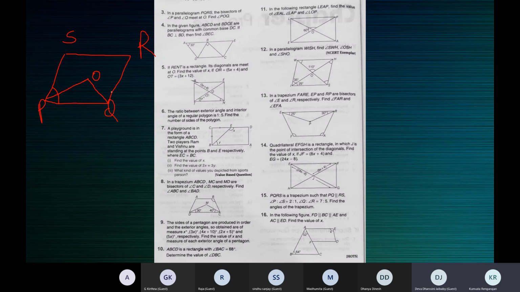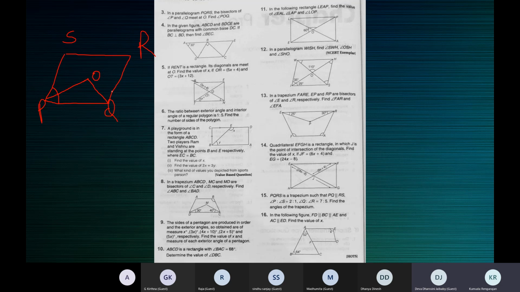Ma'am, I guess the angle POQ is equal to 180 degrees minus 90 degrees, which is equal to 90 degrees. Yeah, you're right. But how did you get that 90 degrees? Ma'am, do I have to explain with the steps, ma'am? Yeah, tell me how you understood. Yes, ma'am. Angle OPQ plus angle OQP is equal to 180 degrees by 2, ma'am.